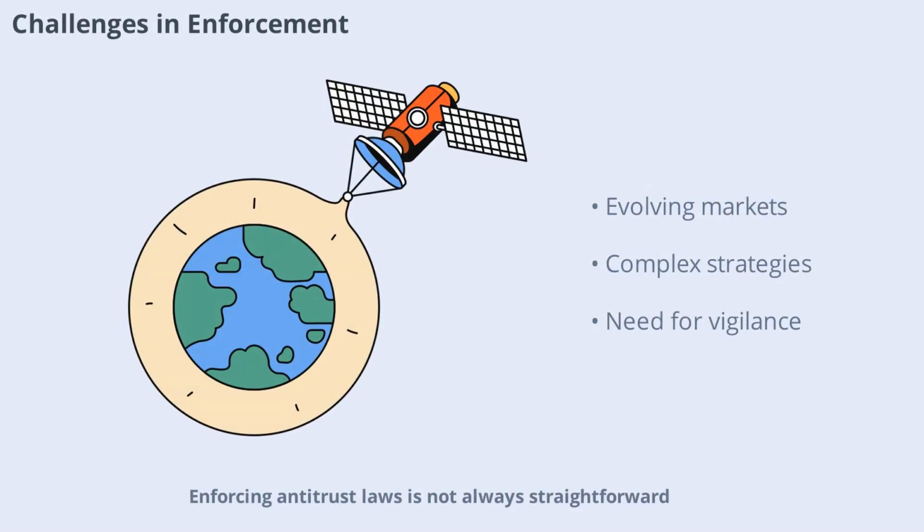Enforcing antitrust laws is not always straightforward. Firms may use sophisticated strategies to hide anti-competitive behavior, and markets are constantly evolving. Regulators must stay up to date with new business models and technologies to effectively protect competition. This ongoing challenge requires vigilance and adaptability.